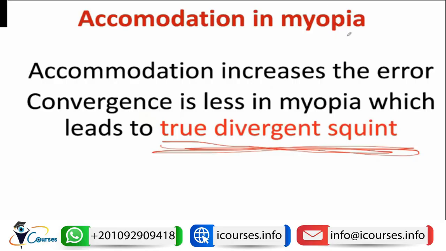And since the myopic eyes don't have to accommodate because they are powerful, they can see the near targets clearly, so they don't converge. And since they don't converge, they tend to diverge. So the convergence is less in myopia, and this will lead to true divergent squint. So it is not uncommon to find people who have high errors of myopia to have true divergent squint because of lack of use of accommodation and convergence.